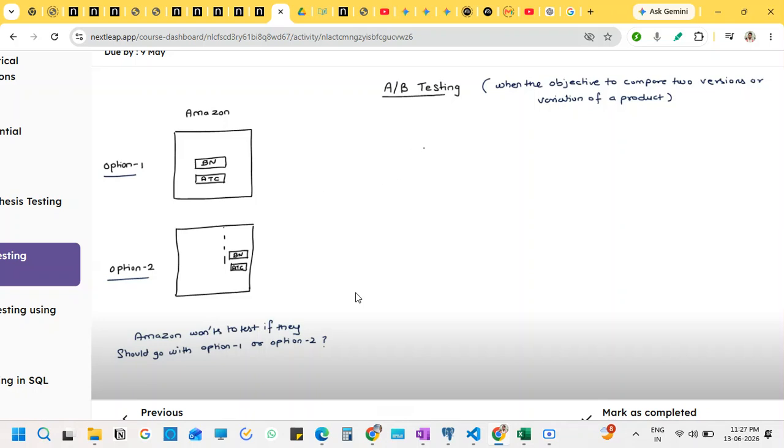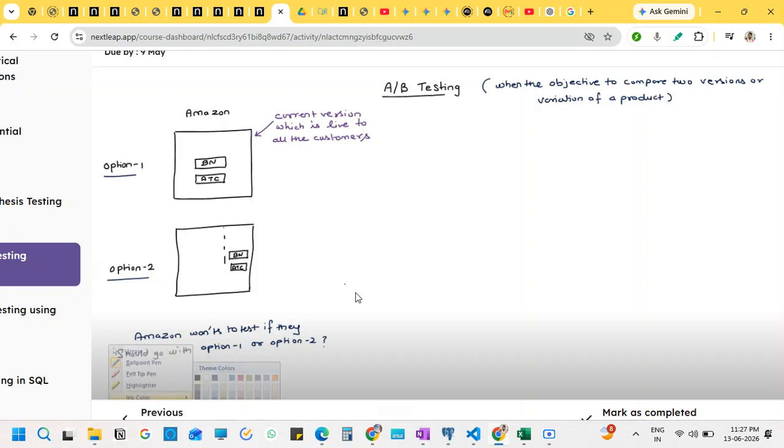So let's understand some terminology first of all. First of all, Amazon would be having one version ready and live, right? I hope you guys will agree on this. There will be one option which is already live to all the customers. So let's assume that this is the current version, which is live to all the customers. Now they want to try out this version also, which is option number 2.